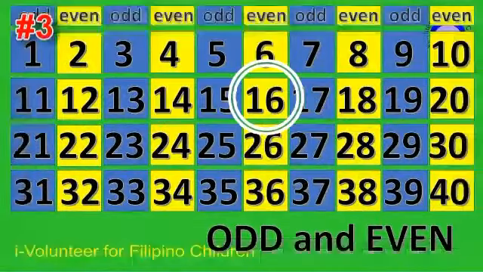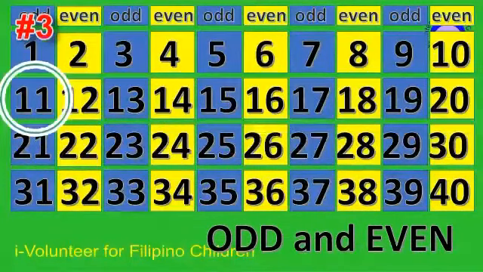Item number 3. Is the number odd or even? Number 11 is an odd. Kindly repeat.